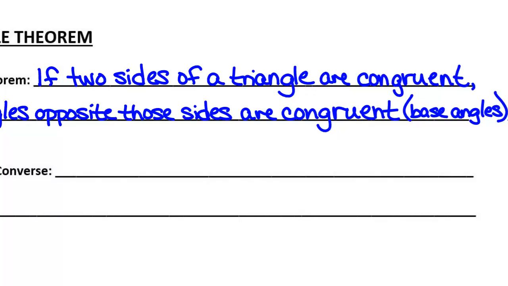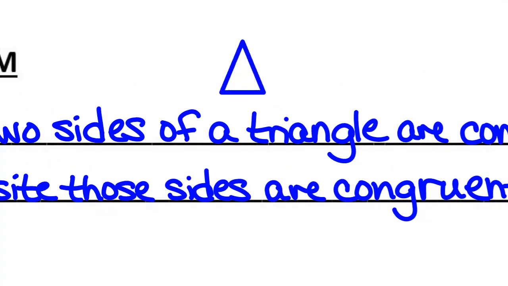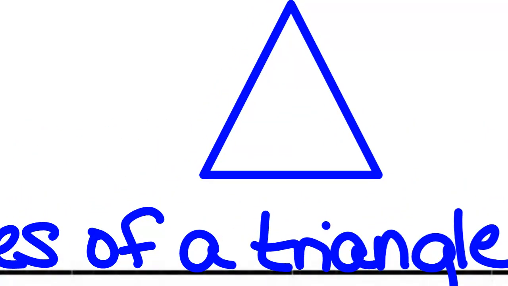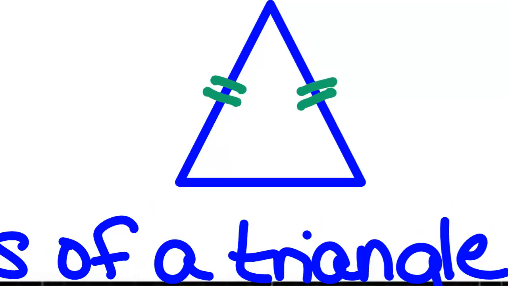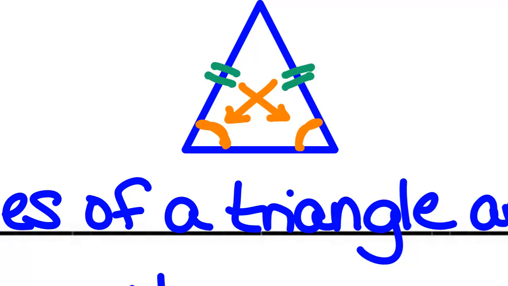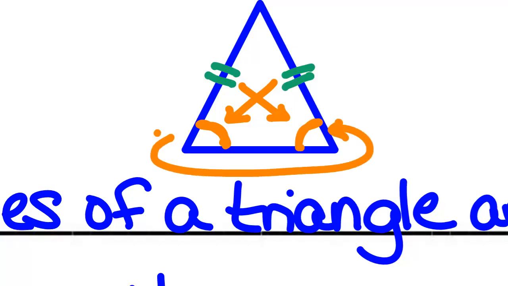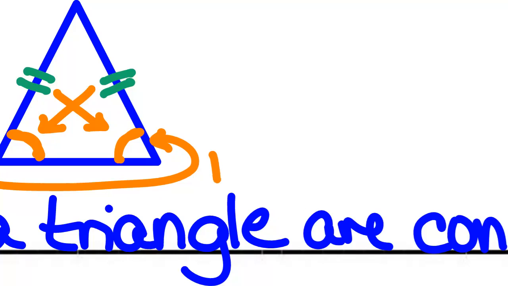So I'm going to sketch a real quick picture of what I mean. Right up here. If I have two sides that are congruent, like these two sides here, then the angles that are opposite those sides, so that would mean this angle here, and opposite would be this angle here. Those angles are congruent. These angles here would be called my base angles.